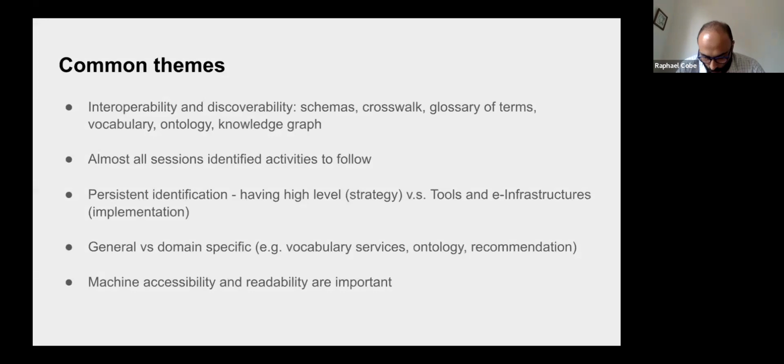So the common themes outlined by all of those sessions was that interoperability and discoverability is a very important thing, especially when it touches the themes of schemas, crosswalks, glossary of terms, ontologies, knowledge graphs, and so on. Also, almost all sessions identified activities to follow. This is a very good thing. There was an important discussion in almost all of the sessions regarding general versus domain specific vocabulary, ontologies, or recommendations. And one thing that most of the groups outline is that machine accessibility and readability is very important.